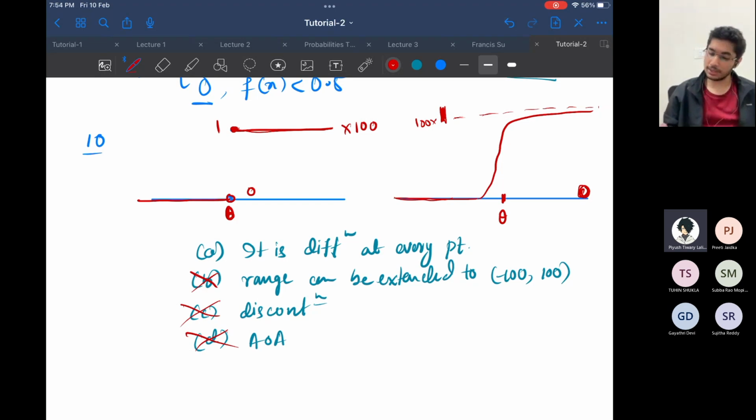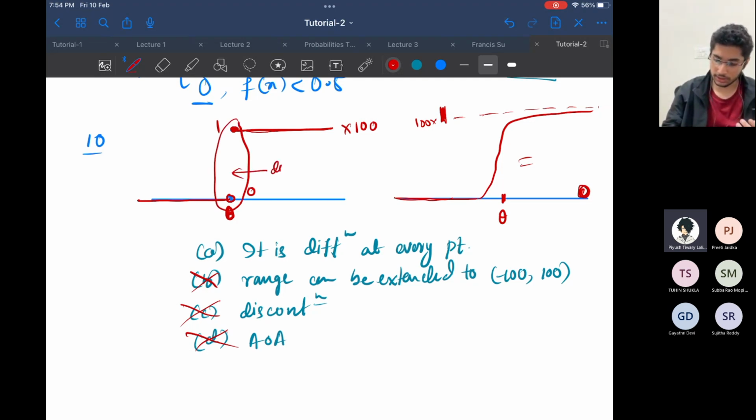And so obviously the remaining one is correct, which is that it is a differentiable function. How does differentiability give me an advantage? Note that perceptron is not differentiable at this point because it is discontinuous. Here, this is discontinuous, hence not differentiable.